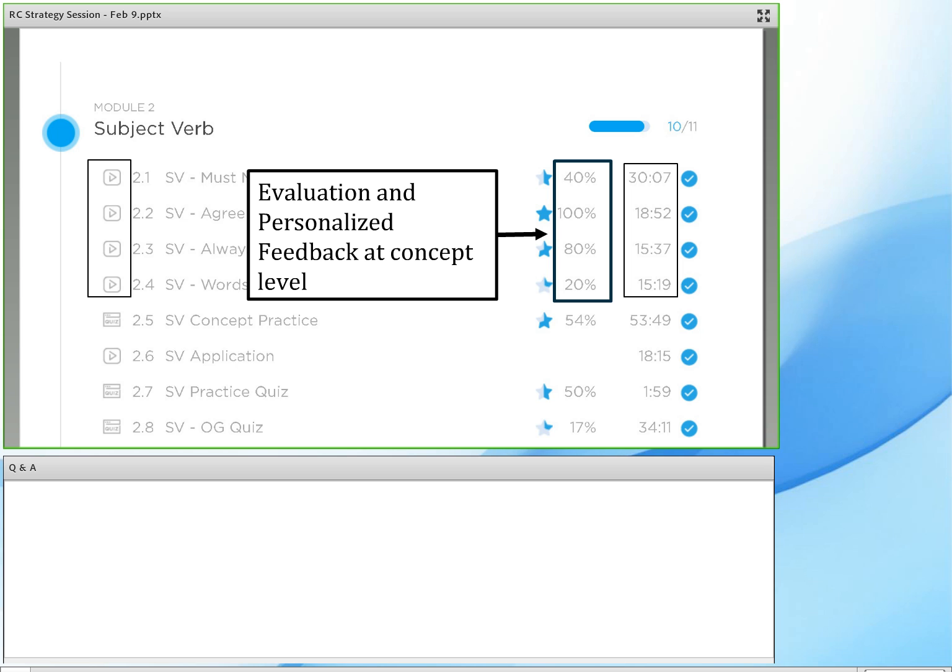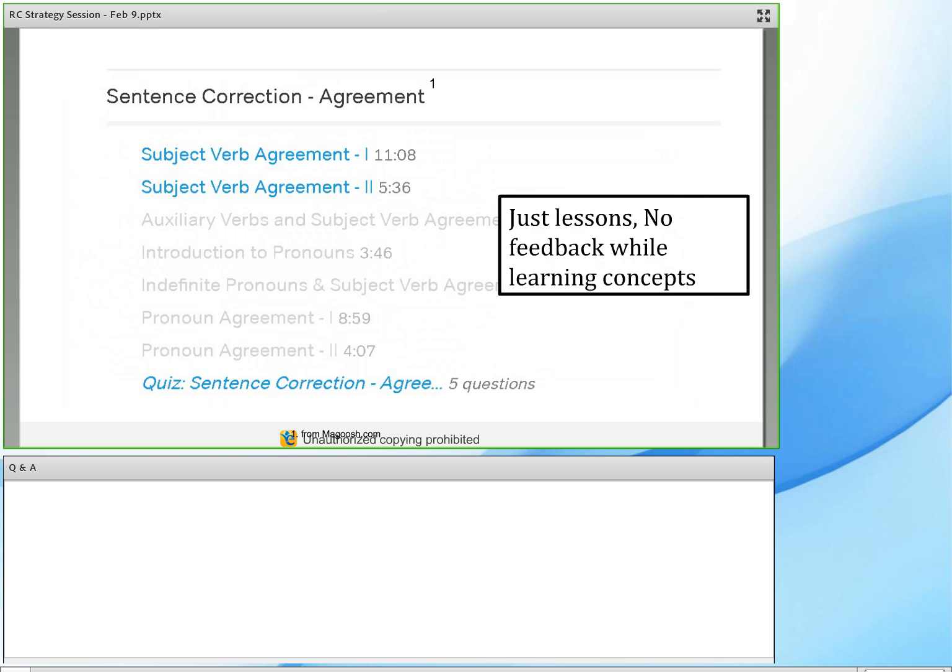This is not the time for the video lesson. 1,000 people would have 1,000 different times displayed because they spend a different extent of time on reviewing the solutions and watching the videos. Once you've learned the concepts, we give you a practice at a concept level. Again, it's an evaluation of a combination of concepts, the 4 concepts that you just studied over here. Now, this is the subject verb module in the e-GMAT course.